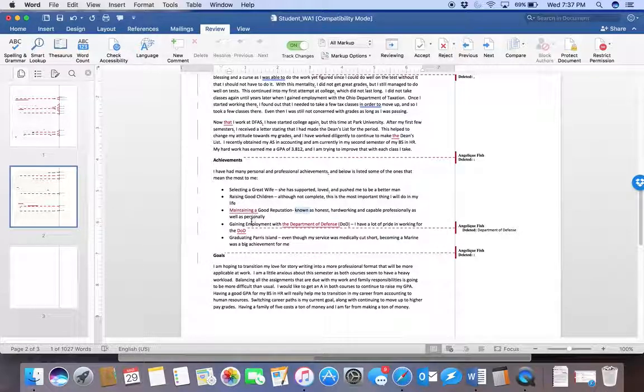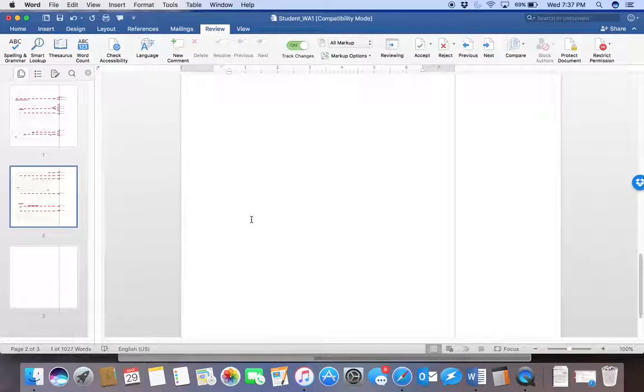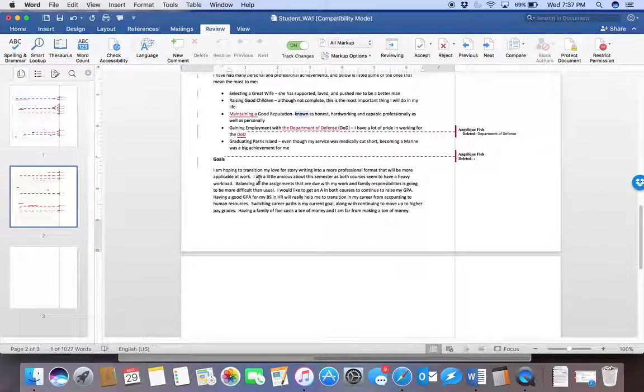So again, parallel format. All right, almost done. I am hoping to transition my love for story writing into a more professional format that will be more applicable. More applicable at work. Let's see. Hoping to transition my love for story writing into a more professional. Okay, will be more. I guess that's fine. It just kind of reads awkwardly when you have repetitive words sometimes.